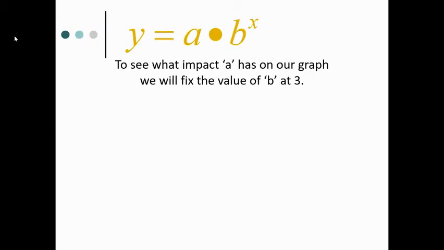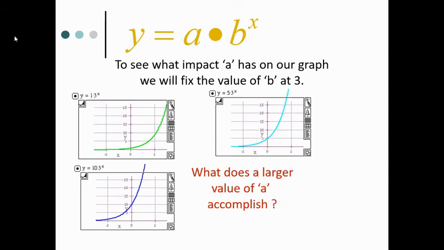All right, we're going to see what the impact A has on our graph. We're going to fix the value of B, the base, at 3. We're going to look at 3 graphs. The first one is just the base of 3. The next one is multiplied by an A of 5. And the third one is multiplied by an A of 10.